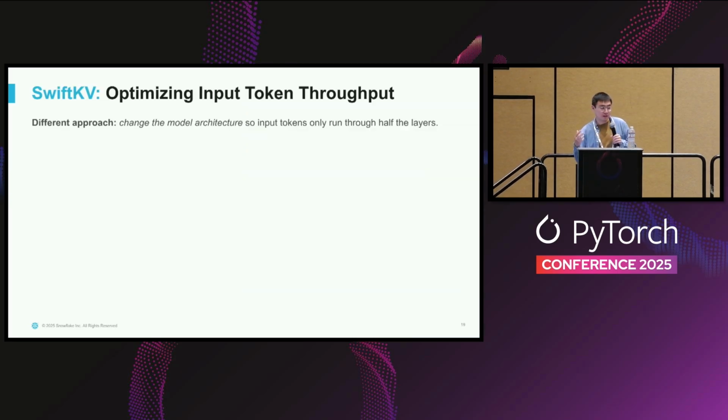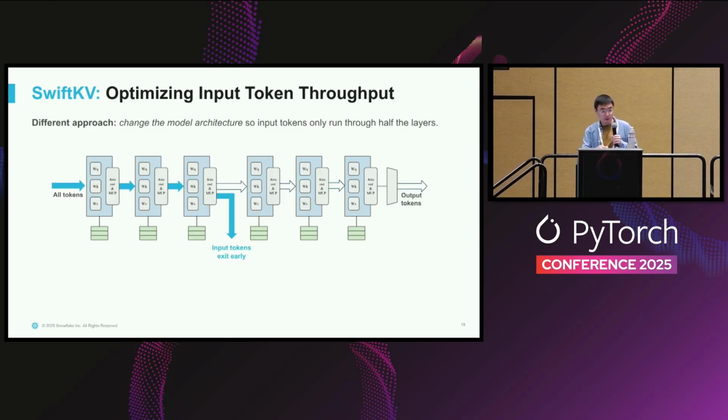So to optimize the input token throughput, we take a slightly different approach that we call SwiftKV. This approach actually changes the model architecture itself so that input tokens only propagate halfway through the model. For example, if this LLM had 6 layers, all the input tokens being processed would stop after the 3rd layer, while the output tokens still run through the rest of the model. This effectively reduces the computation of the input tokens by half, while the computation for the output tokens remains unchanged.